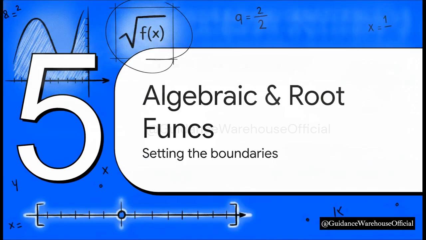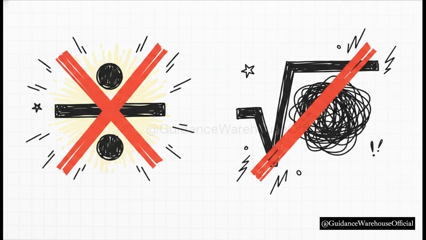Moving to Section 5, Algebraic and Root Functions, Setting the Boundaries. Now, as we start working with algebraic functions like square roots, we have to establish some really strict mathematical boundaries. Okay, wait, listen up because this is super important. If you take away anything from this explainer today, let it be these two golden rules of domains. Breaking these is the absolute most common mistake I see.